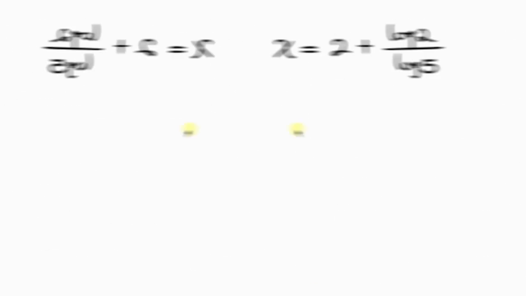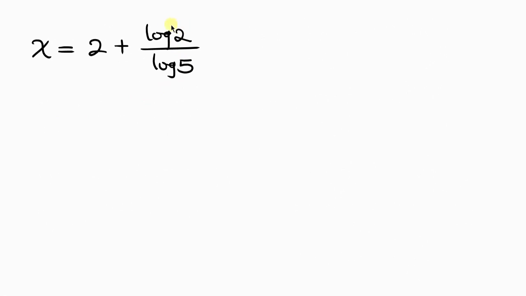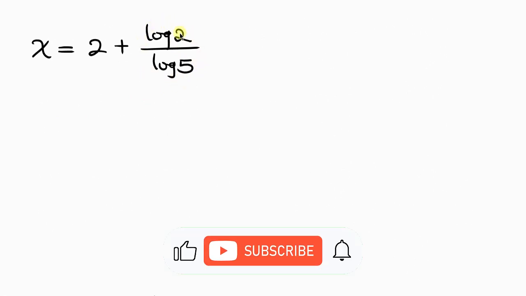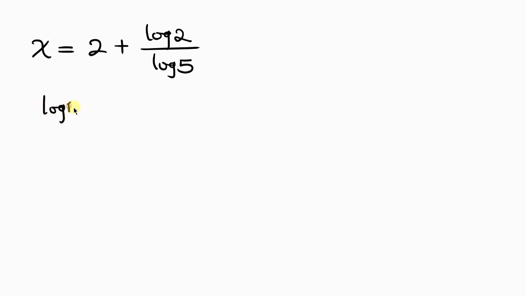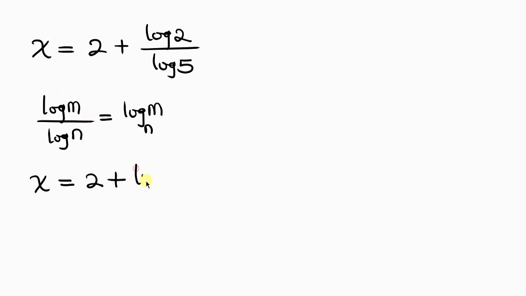Very good. Now we're going to be applying the law of logarithm on this part. So the law of logarithm, which says when I have the log of m all over the log of n, this is same as log m base n. That means this expression can be written like this. So we have x to be equal to 2 plus this becomes log 2 base 5. And this is our final solution.